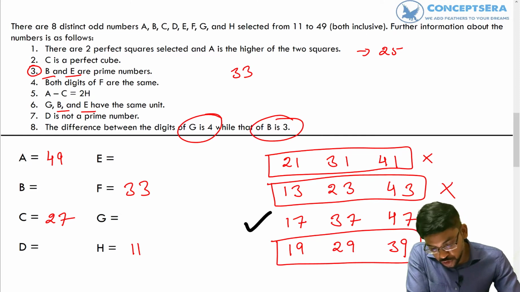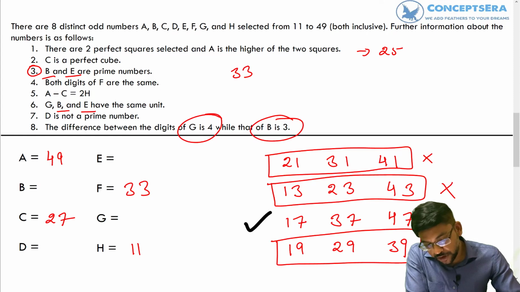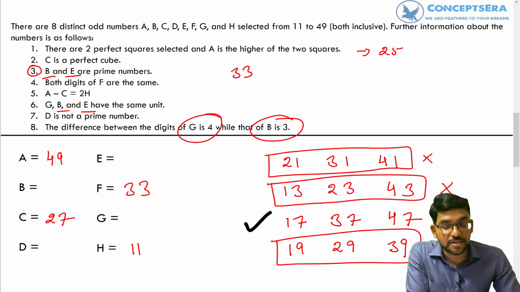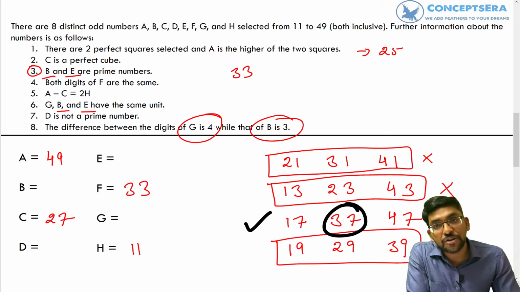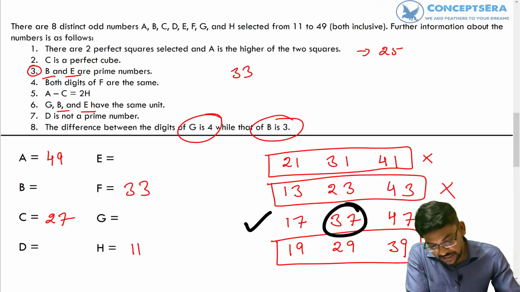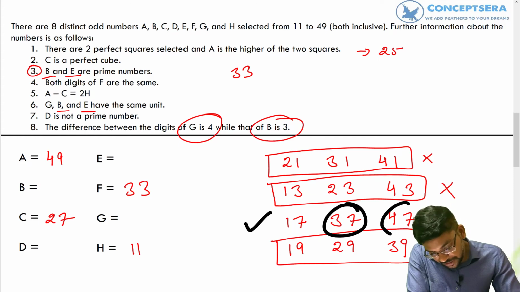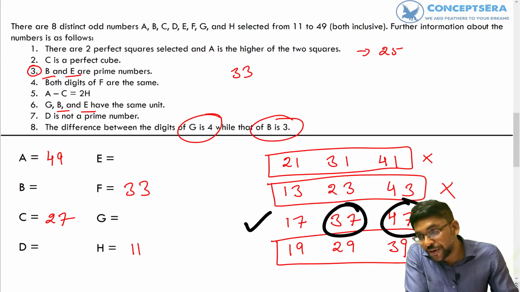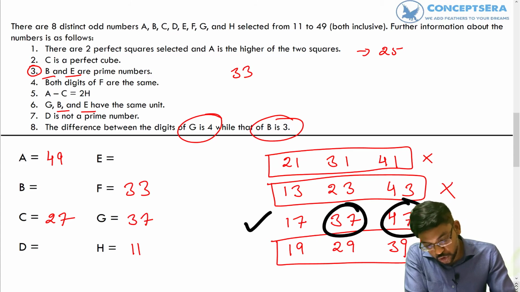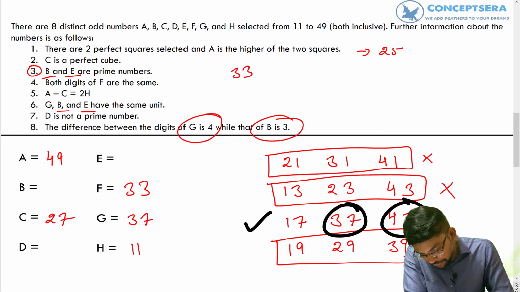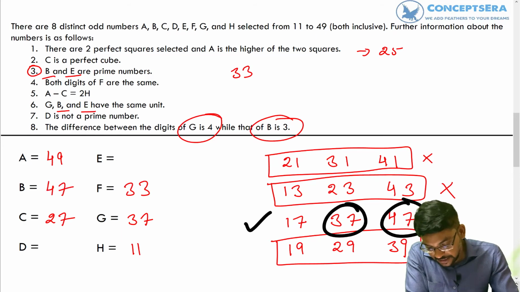Now difference has to be 4 for G. So we have to look here what numbers are giving us difference of 4. So if we see for G, 37 difference is 4. Now for B difference has to be 3. We can see here 47 difference is 3. So we decoded here what number is representing G and what number is representing B. So G has to be 37 because difference between digits is 4. And B has to be 47 because difference between digits is 3.